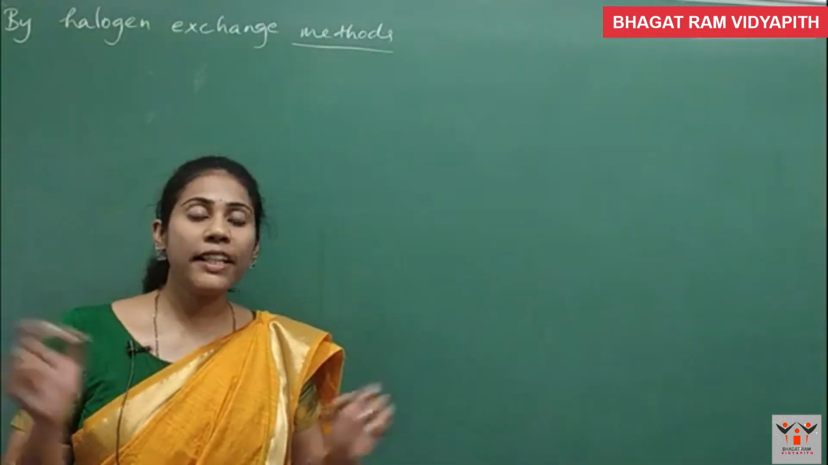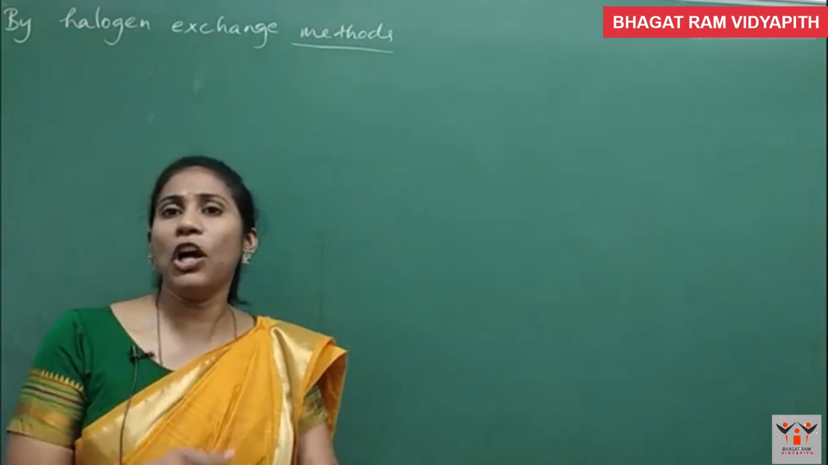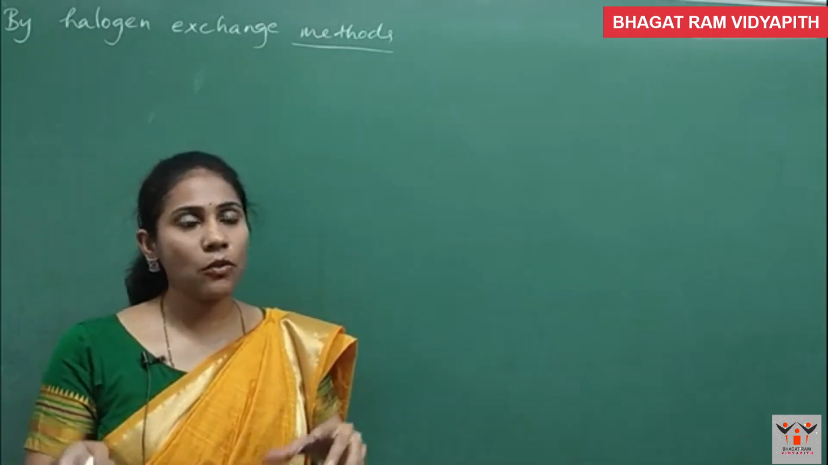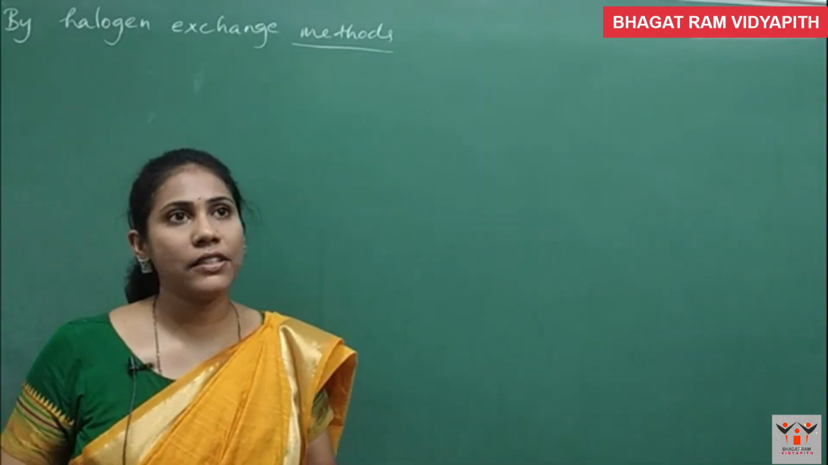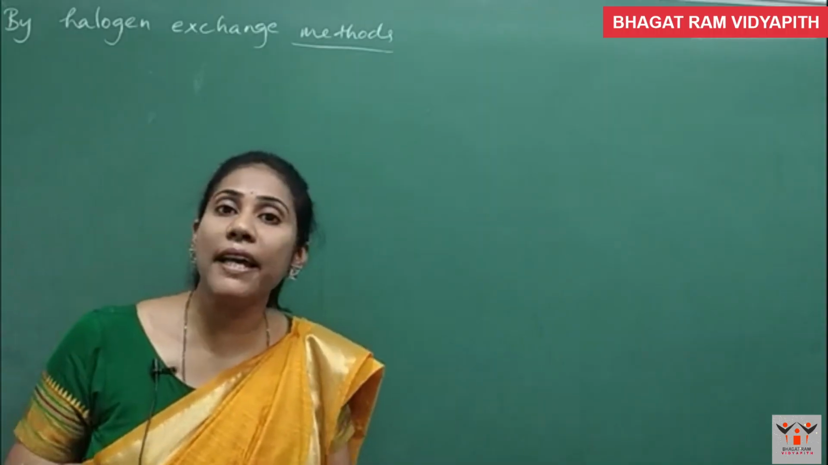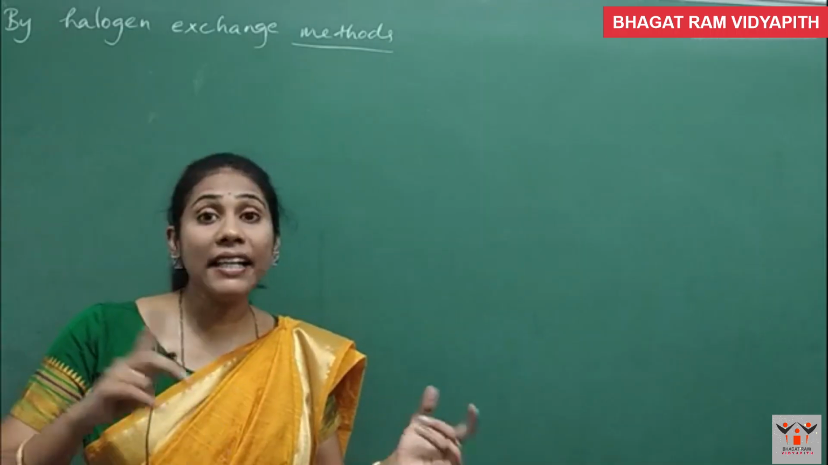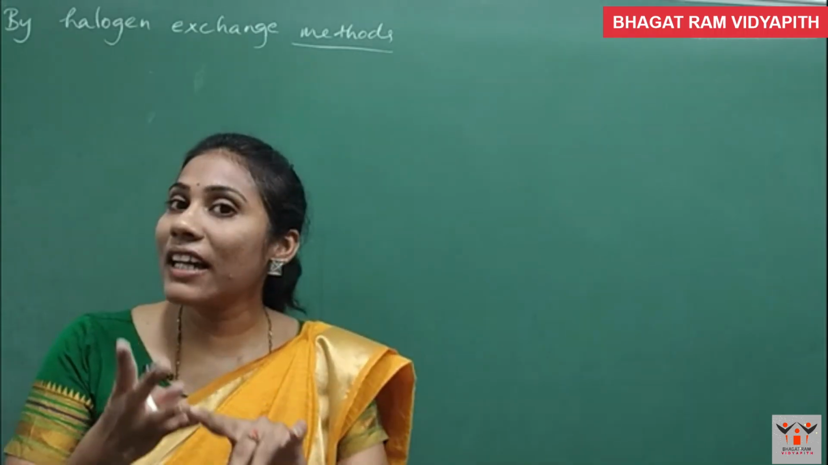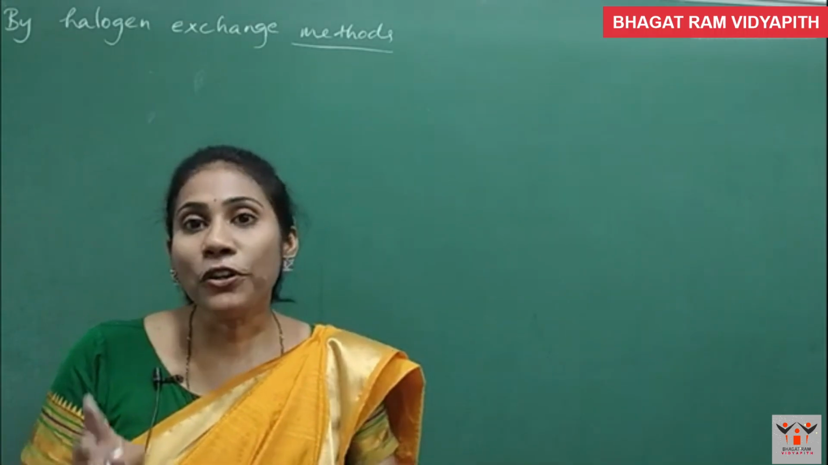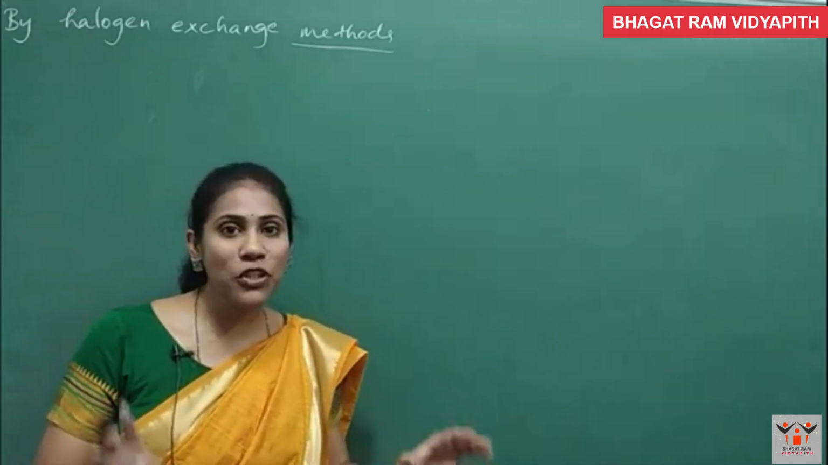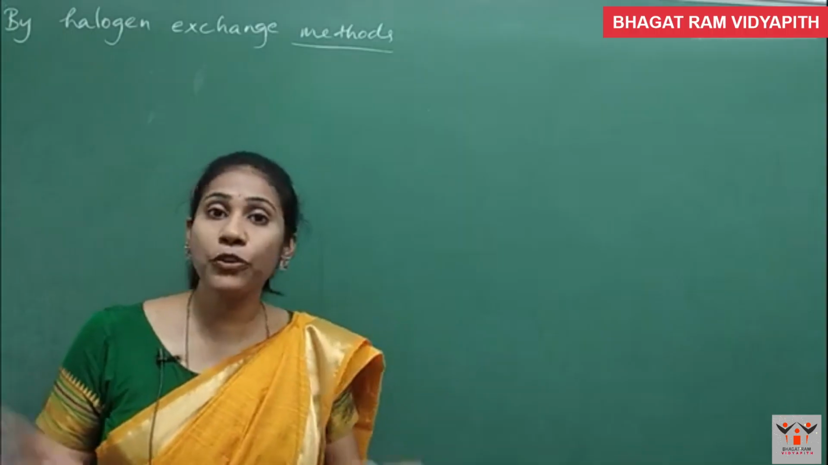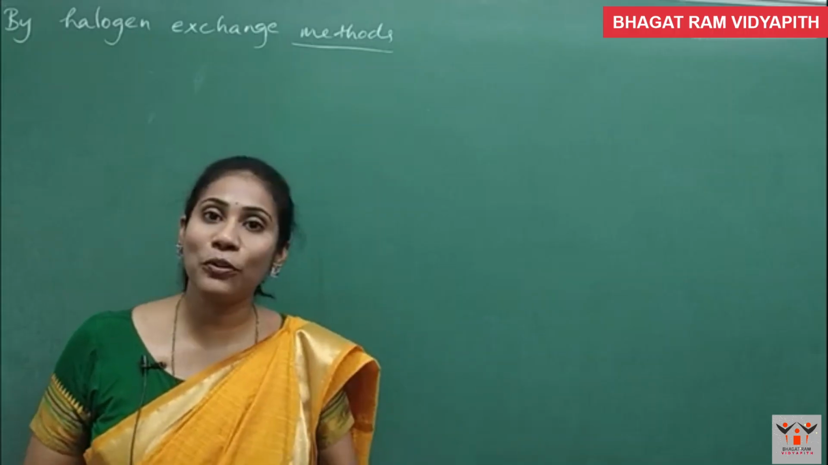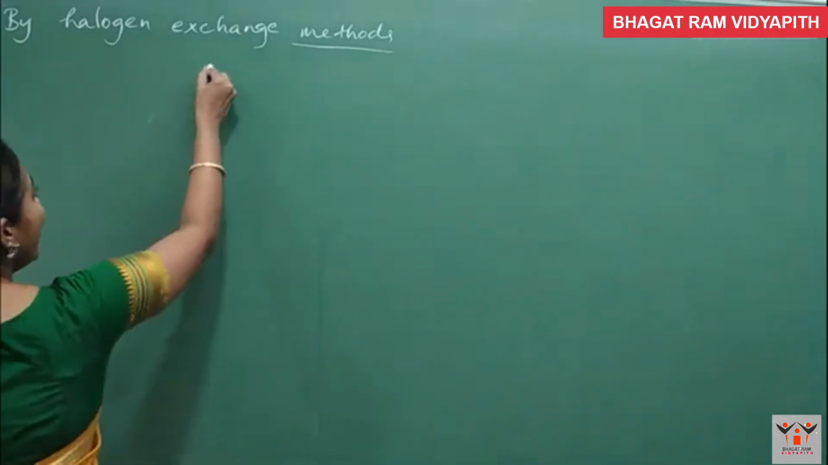See guys, one thing you try to observe: from the preparation from alcohols, from alkanes as well as from alkenes, whatever way we prepared alkyl halides, we could very nicely prepare alkyl chlorides and alkyl bromides, but not alkyl iodides and alkyl fluorides, isn't it? So now we have some special methods, some named reactions through which we can actually prepare alkyl iodides and alkyl fluorides.